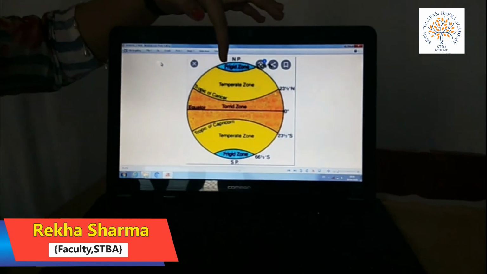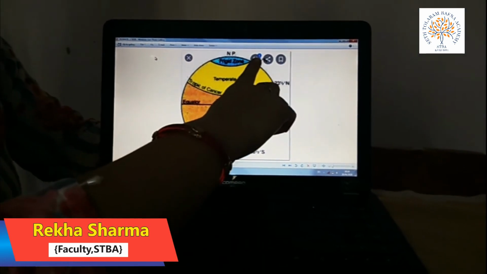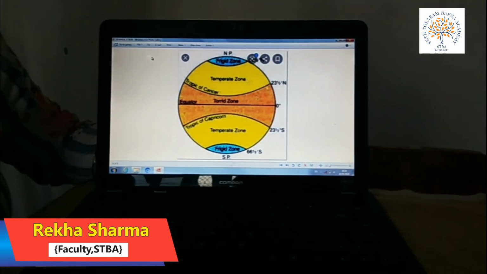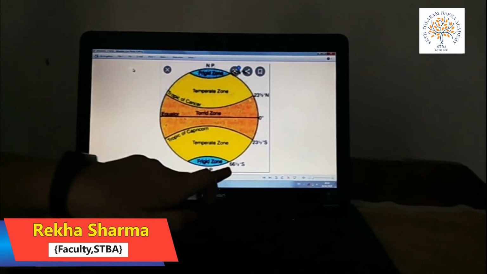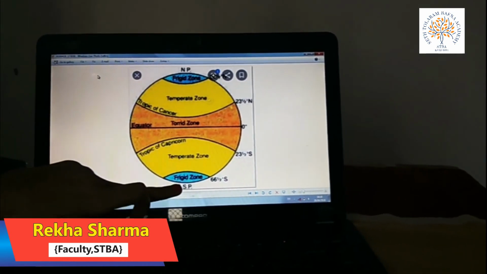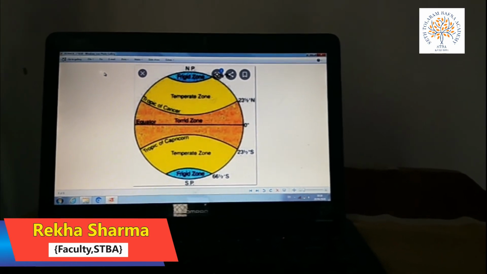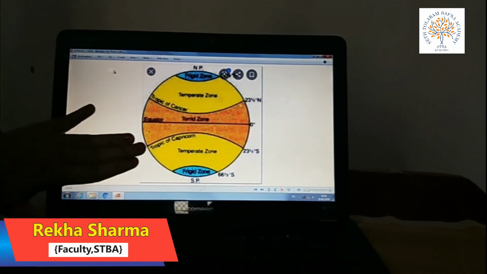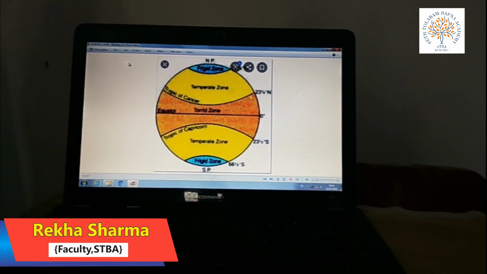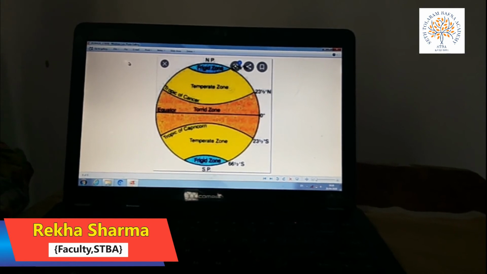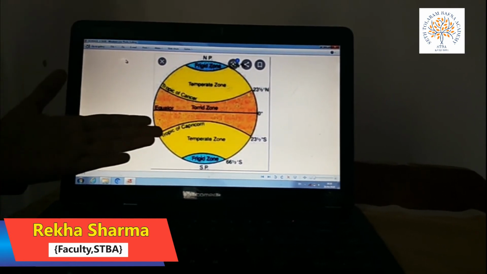The third one is the frigid zone. As we talked about, this lies between 66.5 degrees north to the North Pole at 90 degrees, and 66.5 degrees south to the South Pole at 90 degrees. I hope this classification of the earth helps to identify climatic change and weather study. This also helps us to understand how people adjust to natural conditions, whether it is hot or cold.